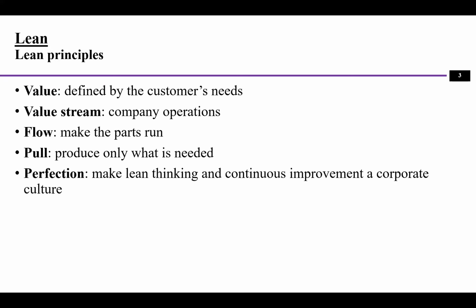Well, Lean basically has several concepts, and there are five major principles. These are the five terms you need to understand. The first one is value. Understand what value is. Value is defined by the customer's needs. So basically, what is the customer willing to pay, right?